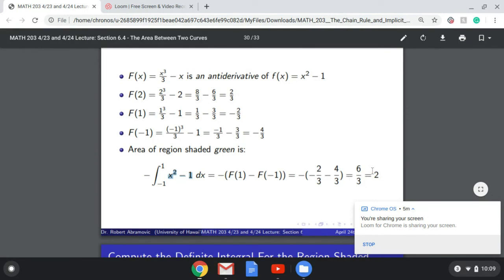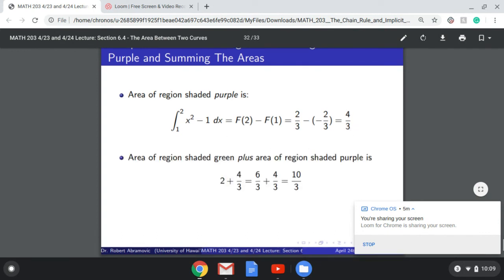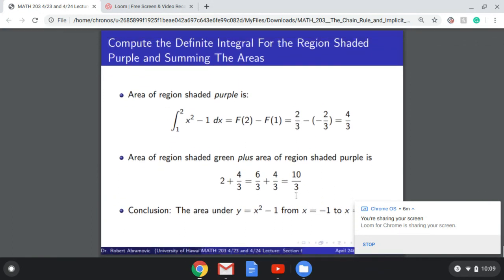So we get 6 over 3, which is 2. The area of the region shaded purple is 4/3. Add these guys up. 6/3 plus 4/3 is 10/3. The area of the region shaded green plus the area of the region shaded purple is 10/3. The conclusion is that the area between y equal to x squared minus 1 and the x-axis from x equal to negative 1 to x equal to 2 is 10 over 3.